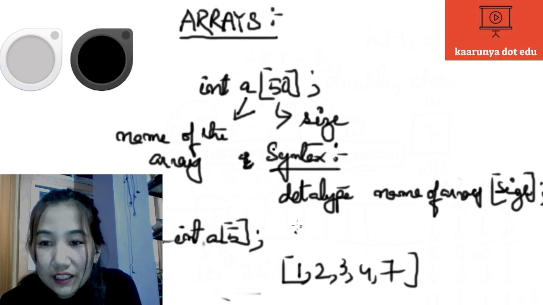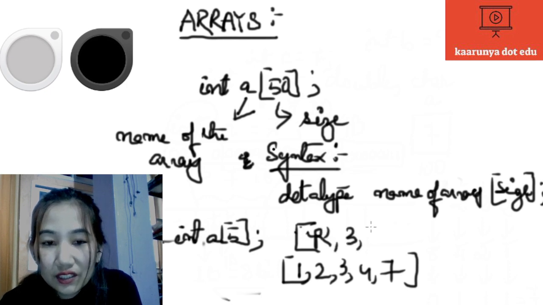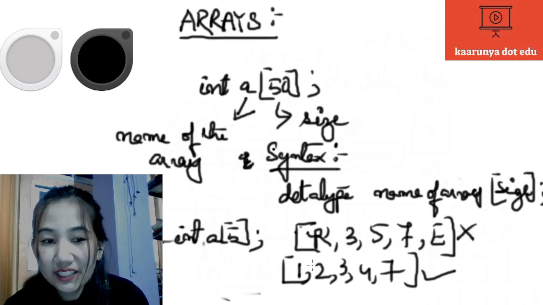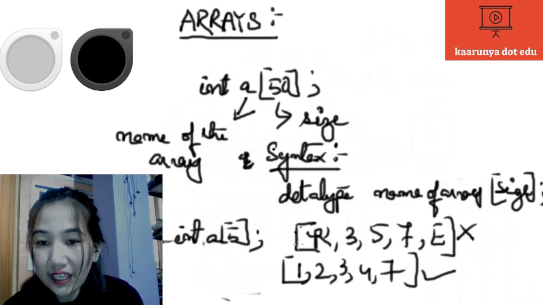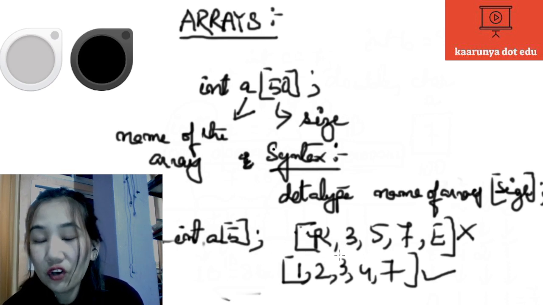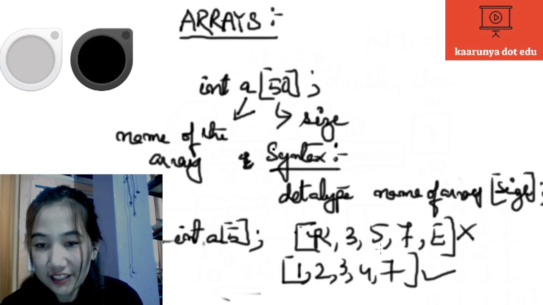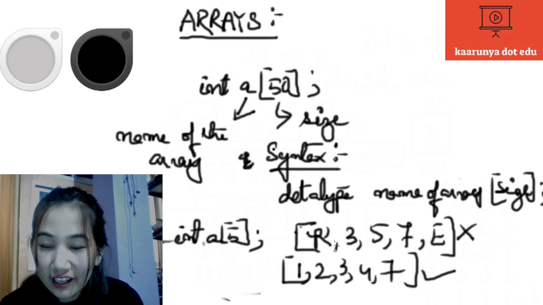But keep in mind that you cannot store R, 3, 5, 7, E. The earlier one is valid, but this is not valid. Why? Because inside the array we can store data of only similar data types. The data items that you are storing should be the same. We cannot store different data items under a single array, right?